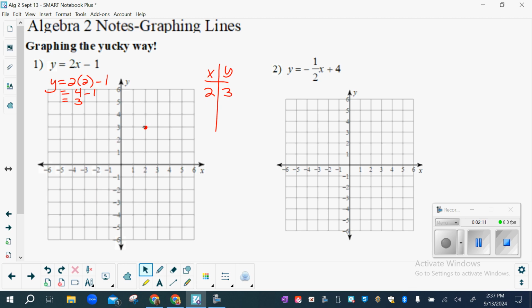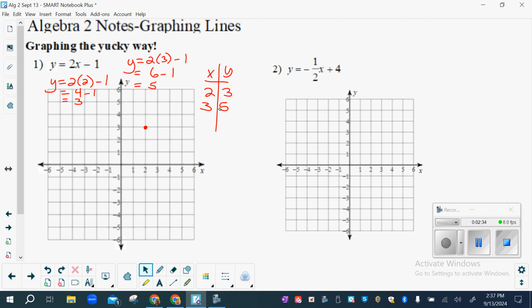Okay, what's another X value we could choose? 4? Is that what you said? 3, okay, 3. So let's substitute a 3 now in for X. 2 times 3 minus 1, or 6 minus 1, which is 5.